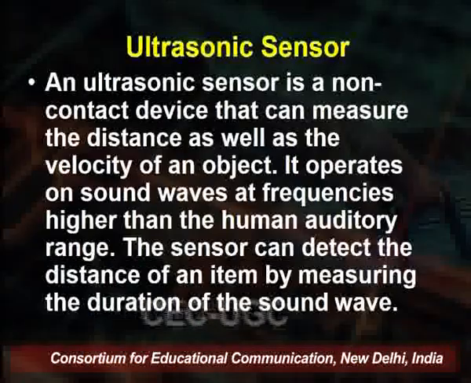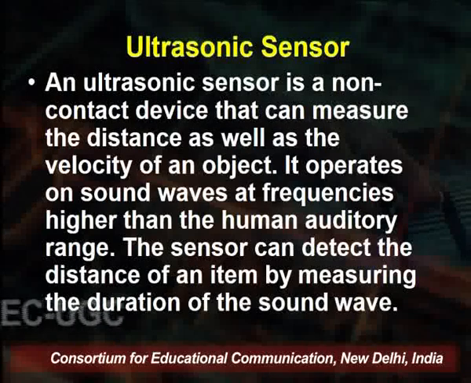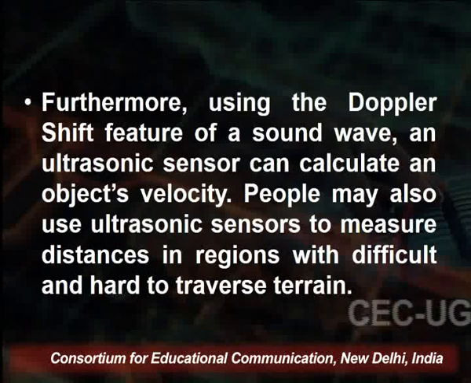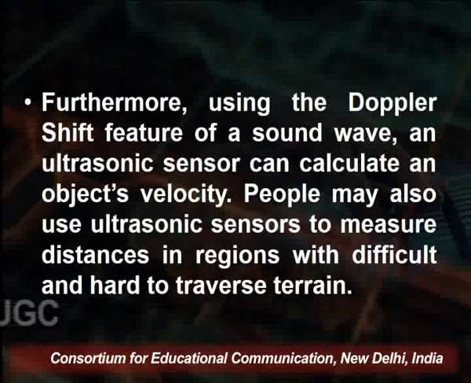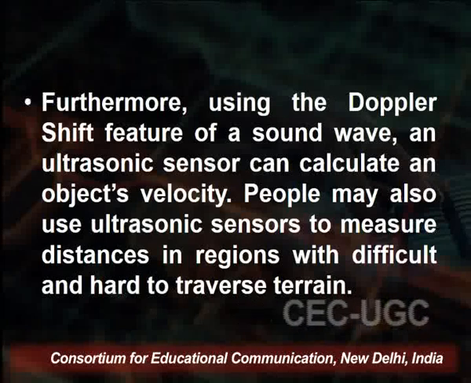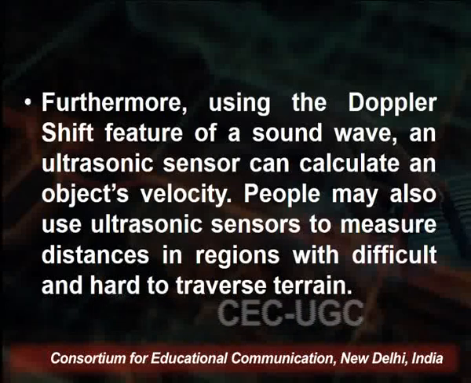Next sensor is the ultrasonic sensor that can measure the distance as well as the velocity of the object, like movement of the object. It operates on sound waves at frequencies higher than that of the human auditory range, and it can detect the distance of the item by measuring the duration of the sound. Further, using the Doppler shift feature of the sound wave, it can calculate the object velocity, and it can measure the distance in regions with difficult to hard to transfer terrain.